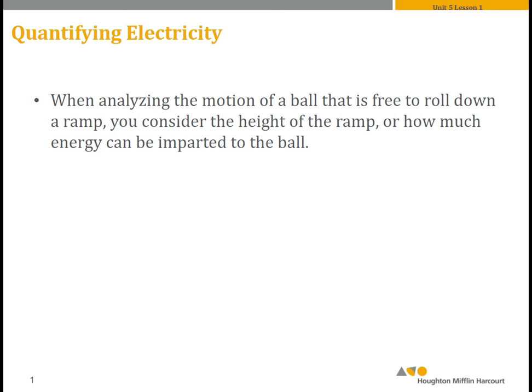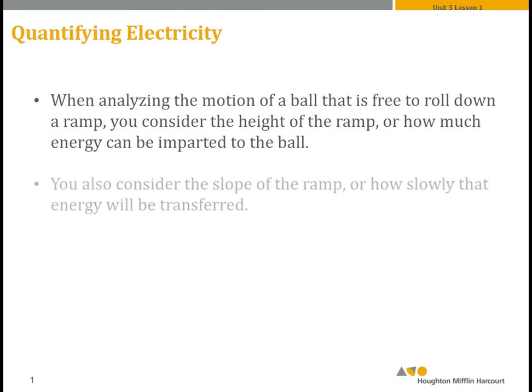So you could then say, okay, this is how much energy the ball starts with. Throughout its path down the ramp, that potential energy will gradually change to kinetic energy, but the total amount of mechanical energy will stay the same. Similar rules apply for electricity.